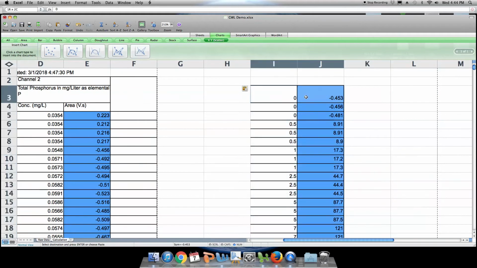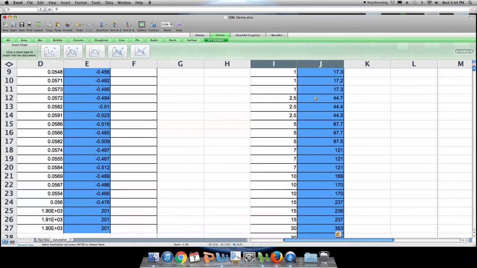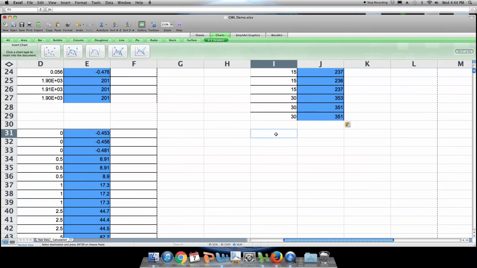We always use the 0 part per million standard as if it were any other standard. So this 0 part per million standard and its absorbance value will be an X value and a Y value that goes into our correlation calculation, that goes into our slope calculation, and that goes into our intercept calculation. So let's think about that for a moment.